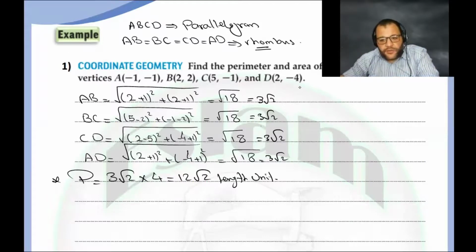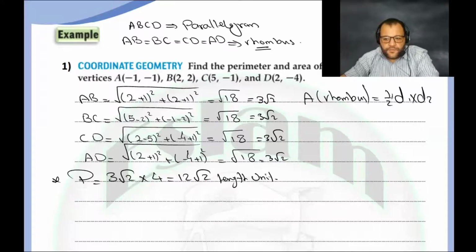The area of the rhombus is half the product of the diagonals: half times D1 times D2. So it means you need to find the diagonals. Do you know what the meaning of diagonal is?